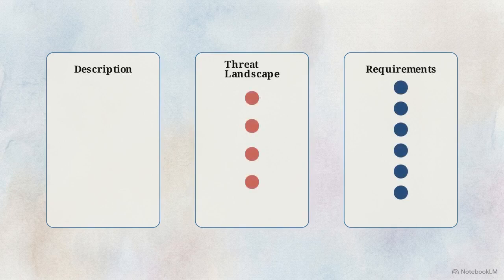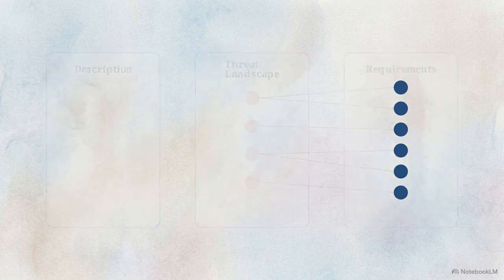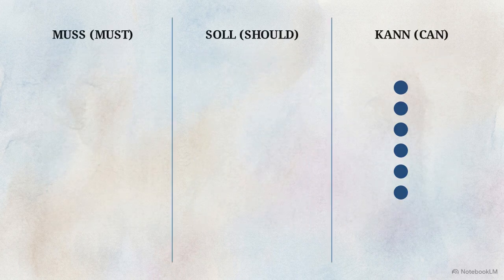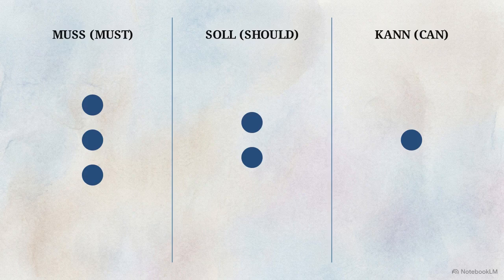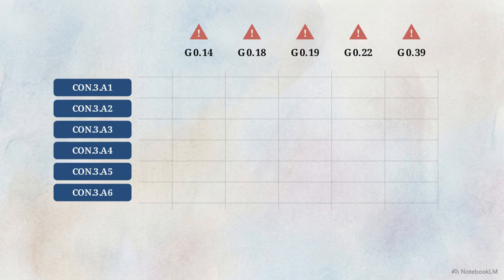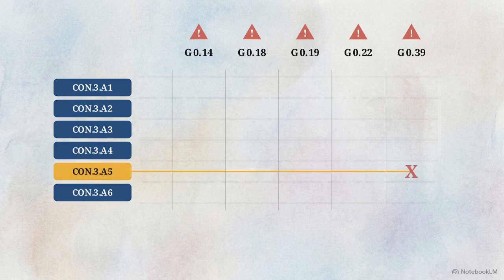A Baustein is much more robust than a simple checklist. Inside each 10-page block is a specific threat landscape mathematically mapped to a rigorous set of requirements. These requirements are strictly categorized by bindingness. They use highly deliberate modal verbs: mandatory rules you must implement, standard practices you should follow, and optional measures you can adopt. Every single requirement is anchored in the Kreuzreferenztabelle, a cross-reference table. This grid proves exactly which standardized elementary threats, cataloged as G 0.x, are neutralized by which requirement.